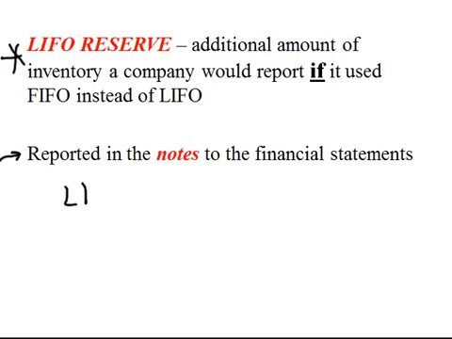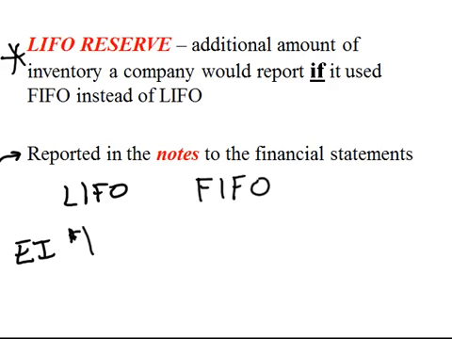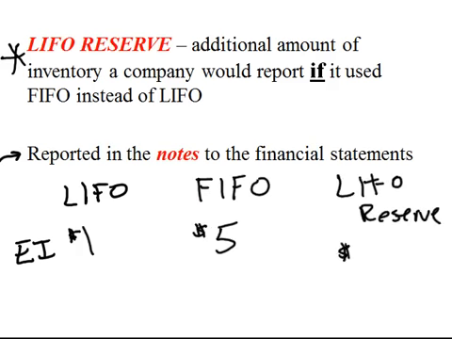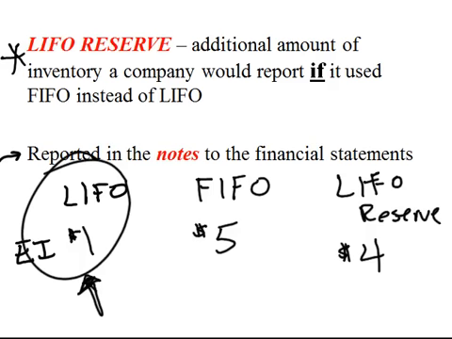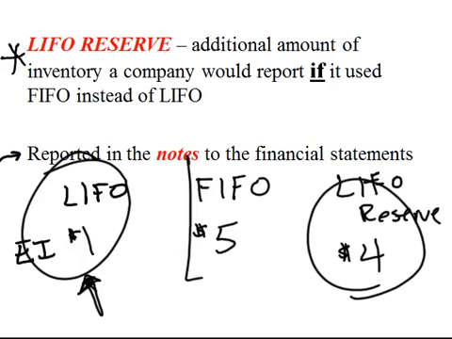If, for example, a company using LIFO had an ending inventory of $1 and under FIFO would have reported ending inventory of $5, LIFO reserve would be $4. The LIFO reserve would allow a financial statement user to take the $1 inventory value reported on the LIFO financial statements, add to it the reserve, and calculate an as-if FIFO number of 5.